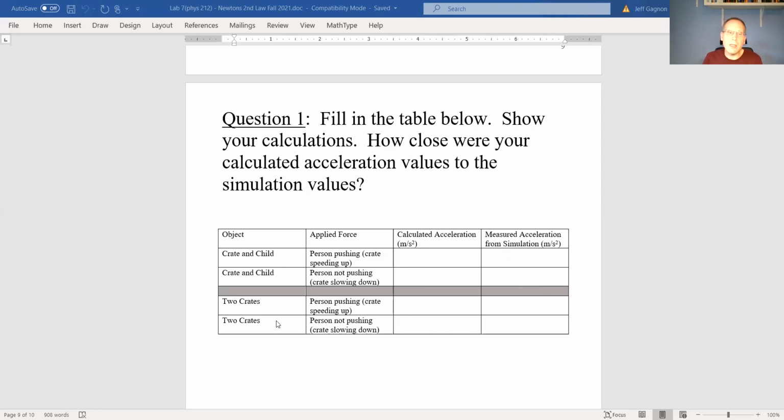And then you're going to do the same thing again, but instead of the crate and a child, you're going to have just 2 crates as your object. So calculate the acceleration when they're accelerating, speeding up, calculate the acceleration after the person lets go, and then record the measured values. And hopefully you get something very similar. And then show me these calculations. Don't forget to show me the calculations, how you calculated the acceleration. And you should find that they're, if not exactly the same, very, very close.